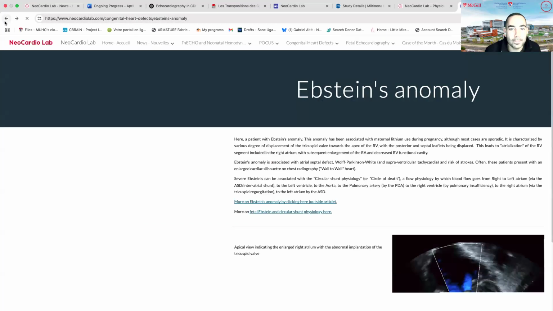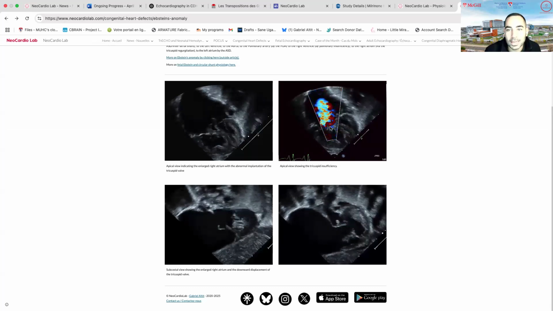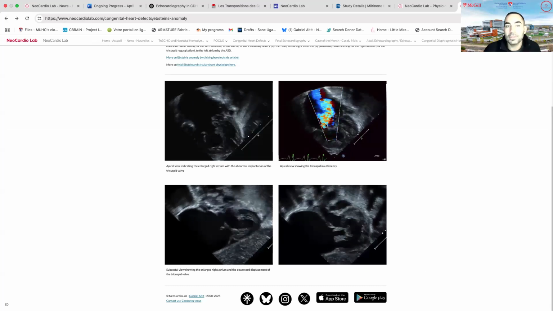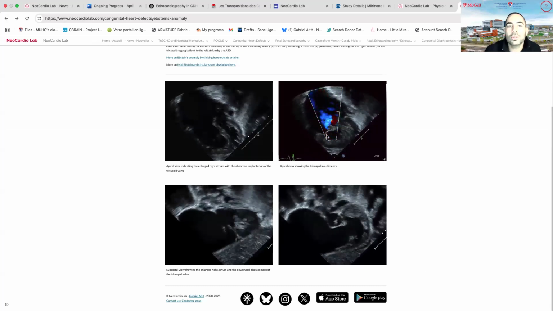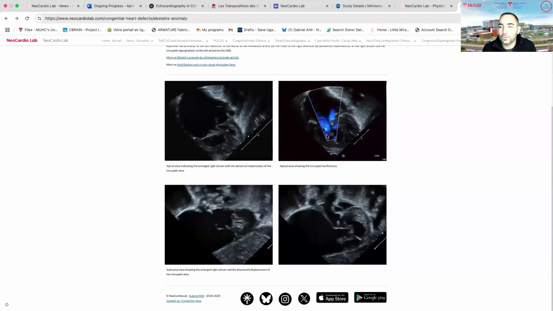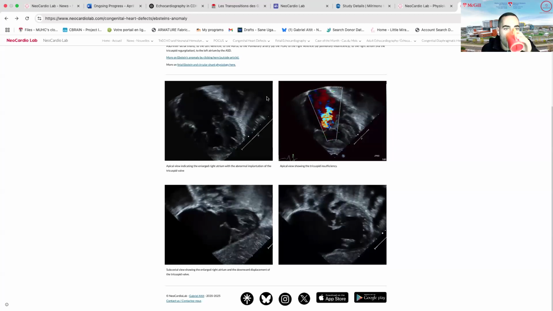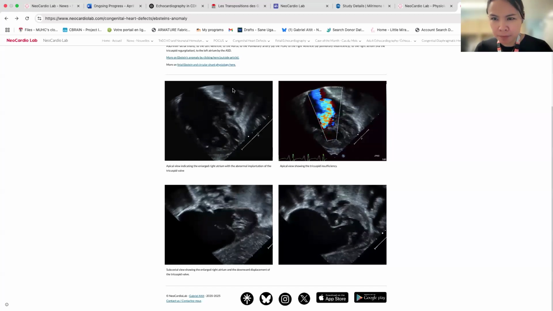So if I go back to Epstein's anomalies, some of these patients get a lot of TR, and because of that, they don't get forward flow into their RV outflow tract. Do you know what the circular shunt physiology is? Have you ever heard of that? The circle of death or the circular shunt physiology? No. No one?